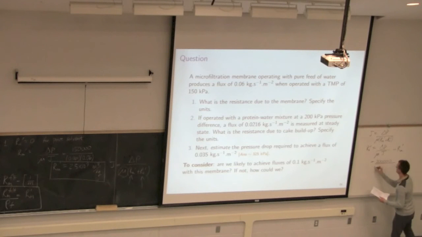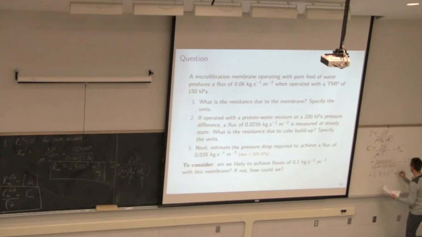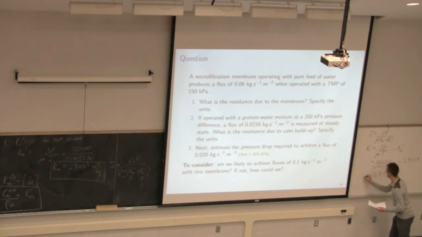Higher pressure this time, same fluid viscosity, different flux though, 0.0216 kilograms per second per unit area, minus then the computed value, so 2.5 times 10 to the 9. And that gets me an answer of 6.8 times 10 to the 9. Again, meters squared per kilogram. So the units of RC dash and RM dash are the same, as you'd expect.